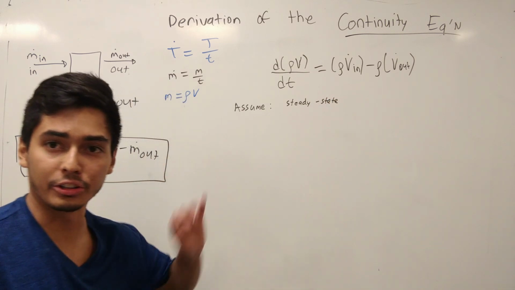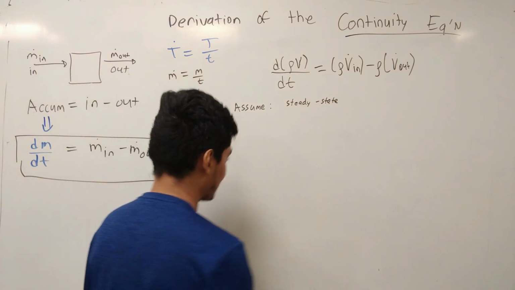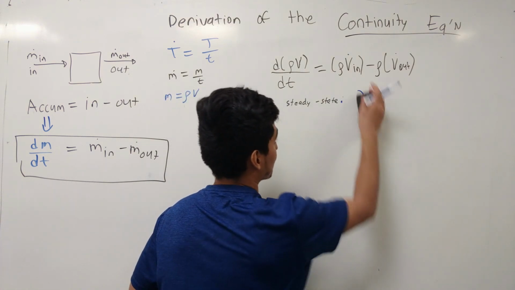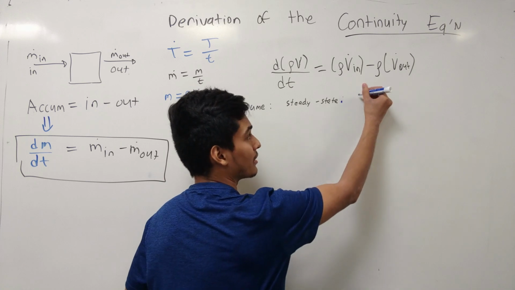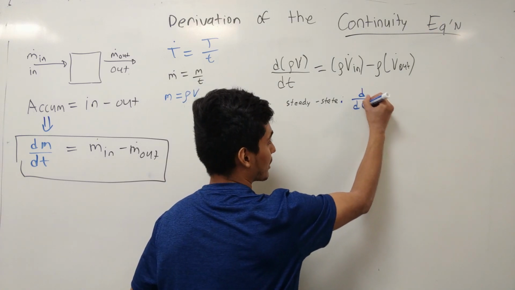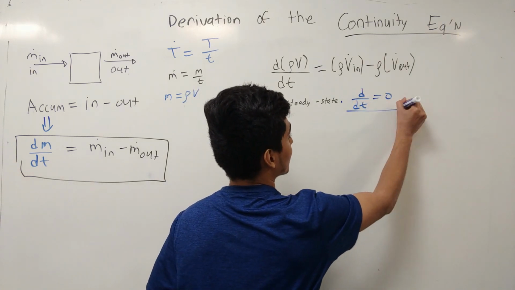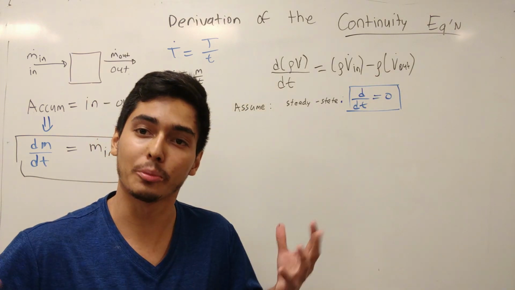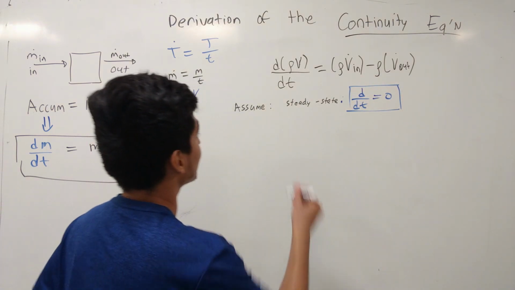And steady state means that your time derivatives are going to be zero. So anything with the time derivatives is going to be negligible. Why? Because as I said in the other videos, and you've got to check them out if you need some refresher on this, steady state means that it's in equilibrium, so there's no accumulation. So basically, this guy goes to zero.